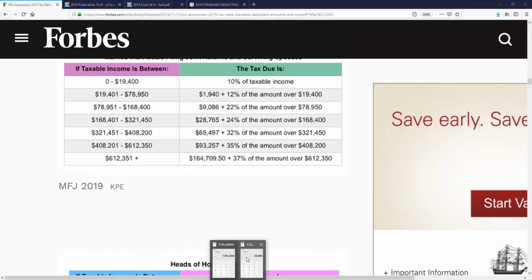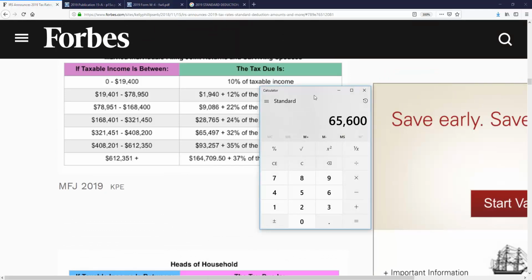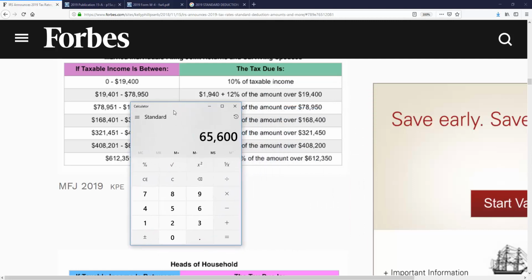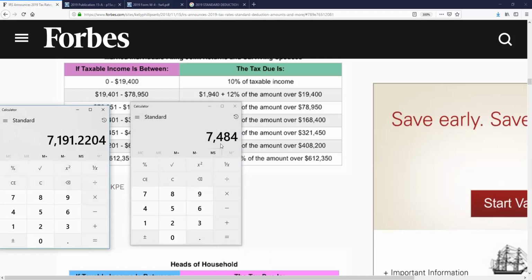All right. And taxable income of $65,600 is again in the 12% tax bracket. No problem, right? Okay, so let's subtract our $19,400. Multiply that times 12%. And we're going to add $1,940. And look at that. We have a tax of $7,484, but they only withheld $7,191. Well, what does that mean?